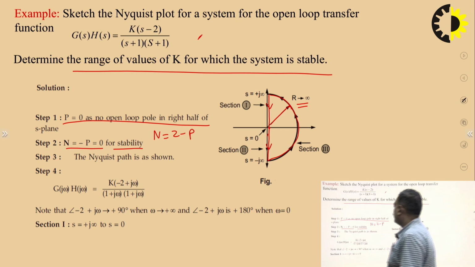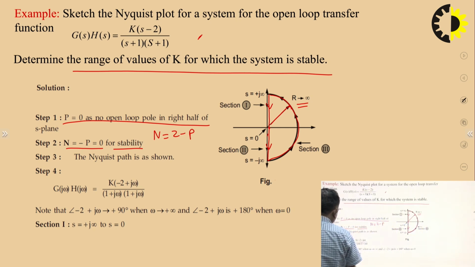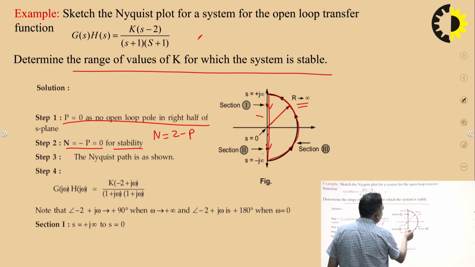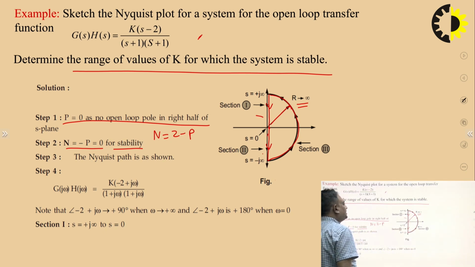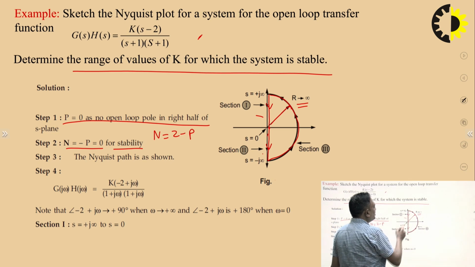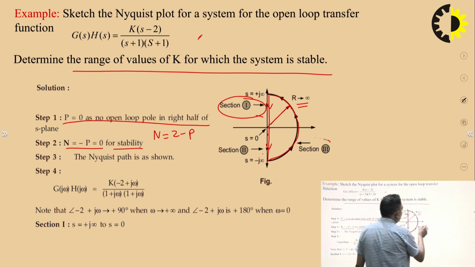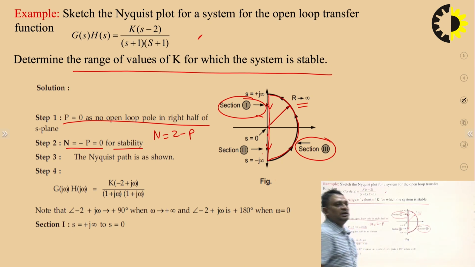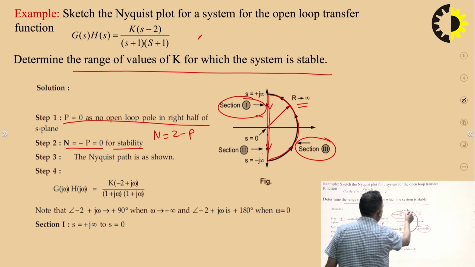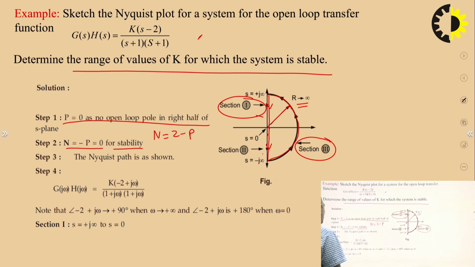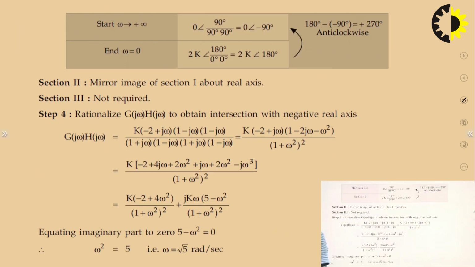So put s equals to j omega in this equation and take this section. This is the first section, this is the second section, this is section 3. Section 1 and section 2 are mirror images of each other, so we will do the analysis of only section 1. And section 3, when you analyze, you will find is nothing but the origin. So first we will check the analysis from s equals to plus j infinity to s equals to 0.